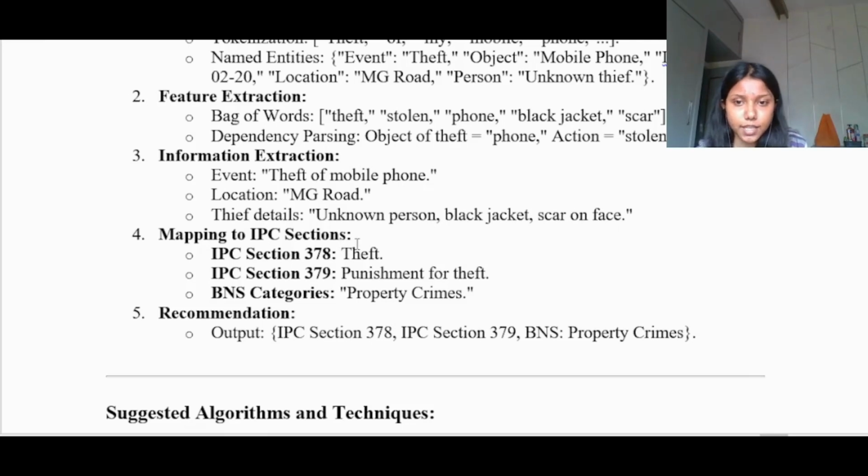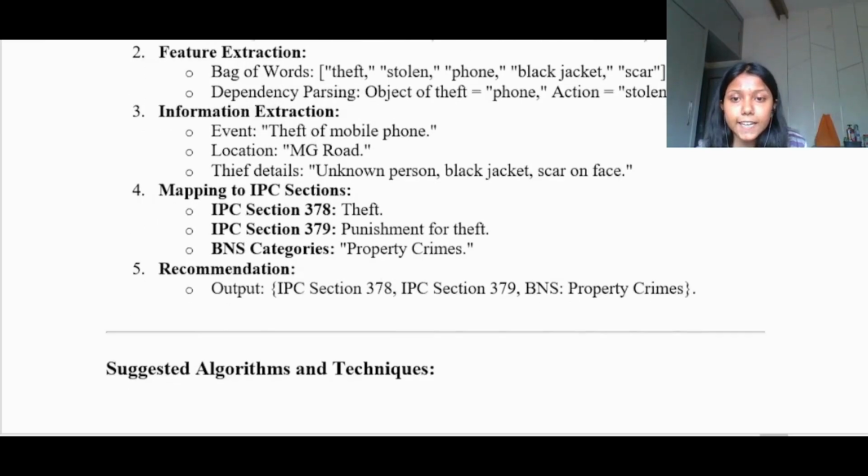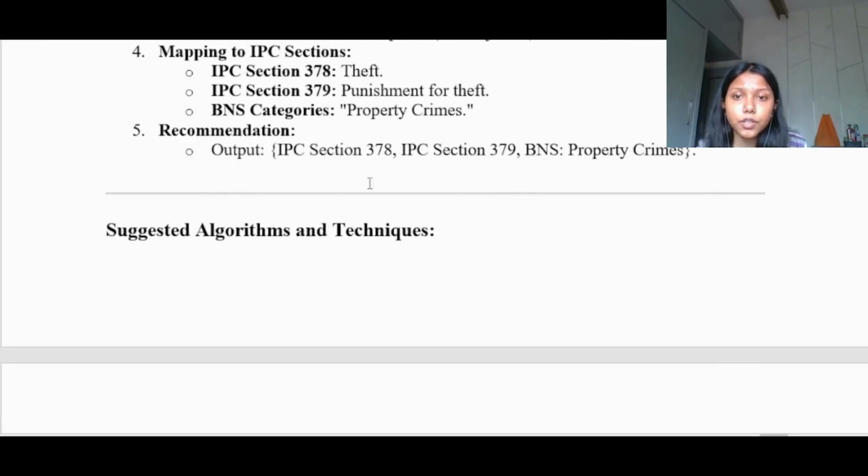Mapping to IPC sections. IPC section 378 is for theft. IPC section 379 is for punishment for theft and BNS categories are property crimes. Recommendation: the output will be IPC section 378, IPC section 379 and BNS will be property crimes.